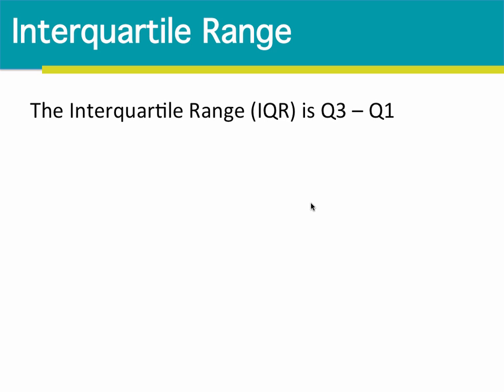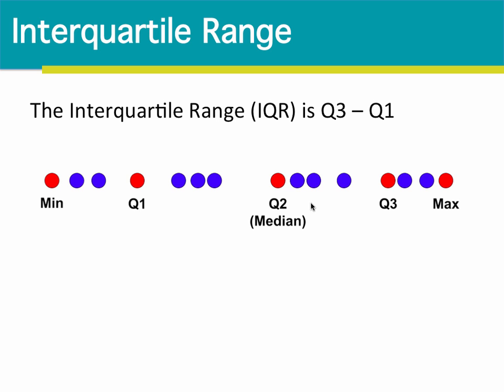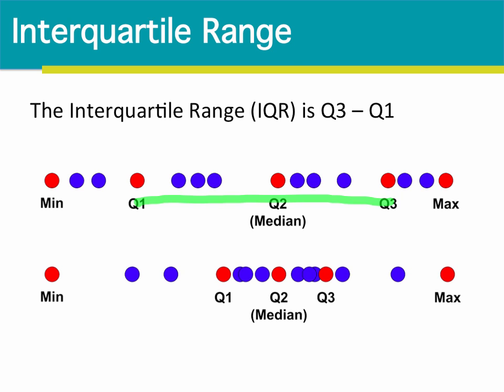So the interquartile range is Q3 minus Q1. So going back to our earlier example, here we see Q1 and there's Q3. So our interquartile range is this length. It's this distance from Q1 to Q3. In the second data set, the interquartile range from Q1 to Q3 is smaller. It's this range right here.